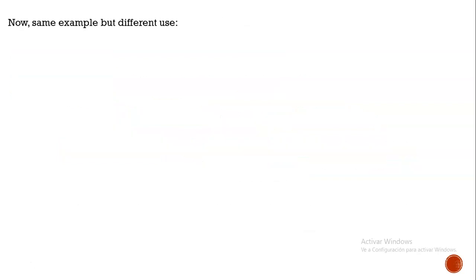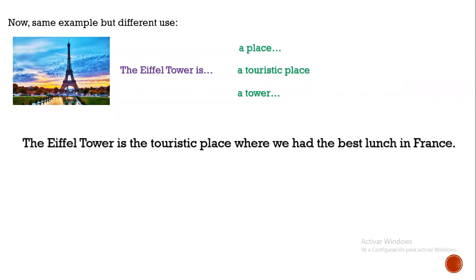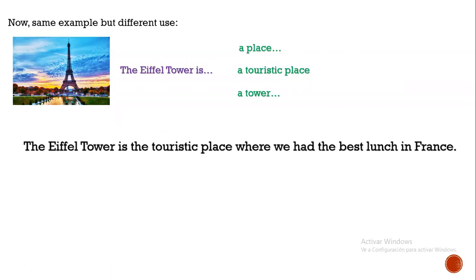Now the same example with different use. The Eiffel Tower again, with the three different nouns, a place, or a touristic place, or a tower. I'm going to use a touristic place, but more specific. The Eiffel Tower is the touristic place where we had the best lunch in France.